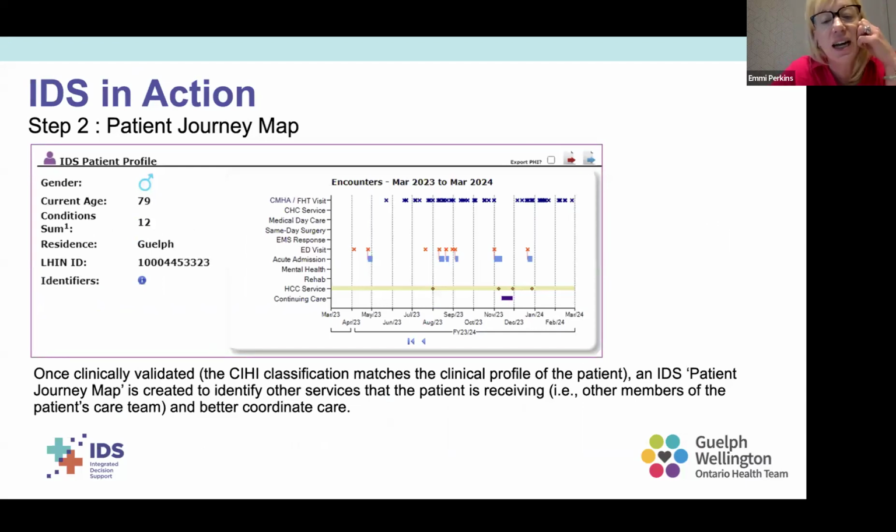Once we validated that the patient is in fact reasonably in that level of the pop health group, where we are then doing some validation, as I said, and then completing a patient journey map to say who else in our system is involved in this patient's care.